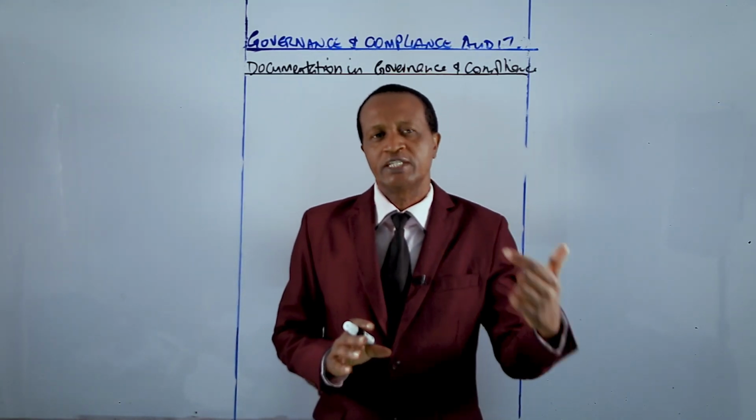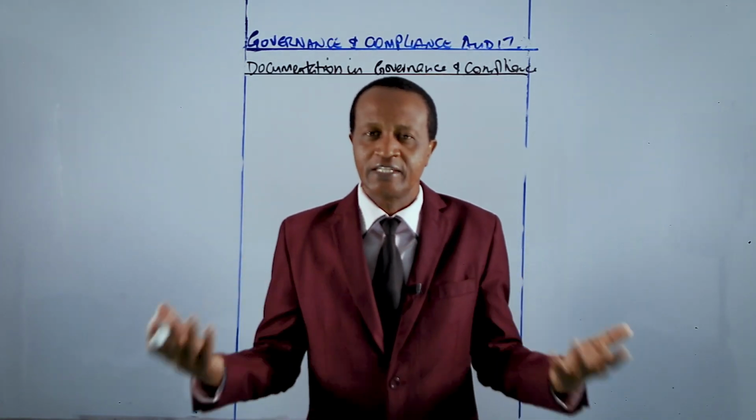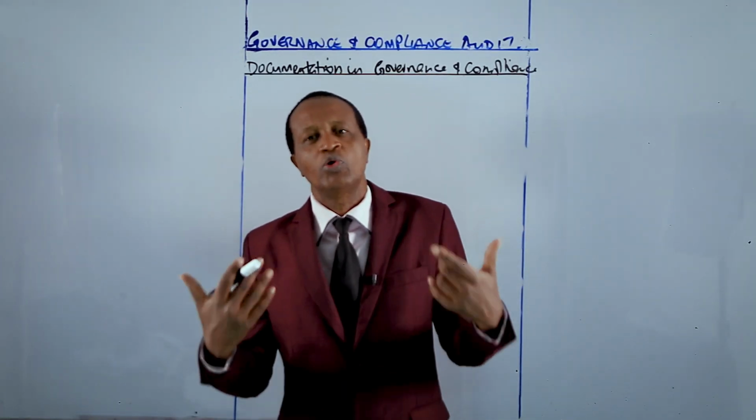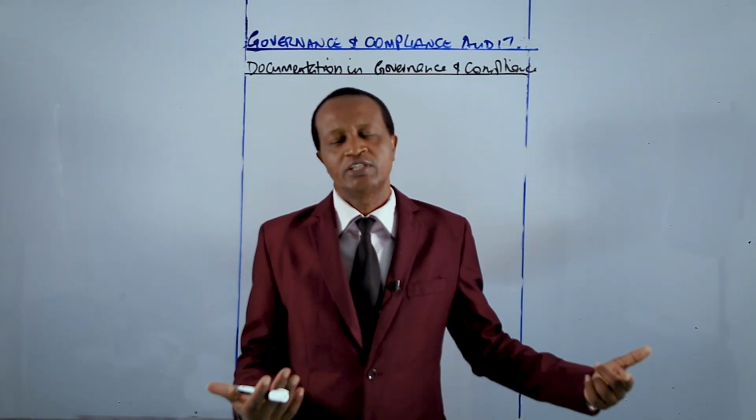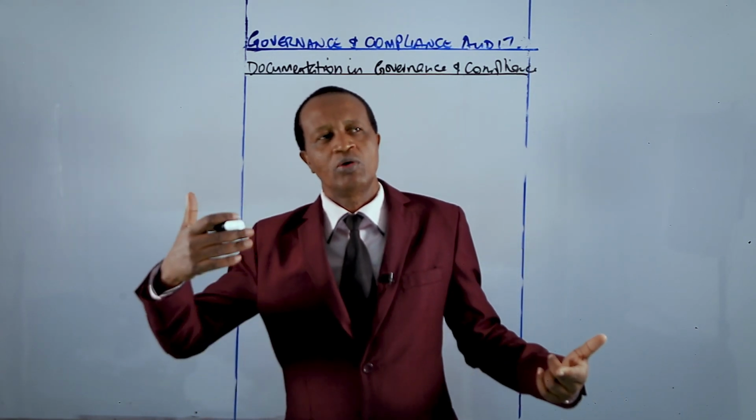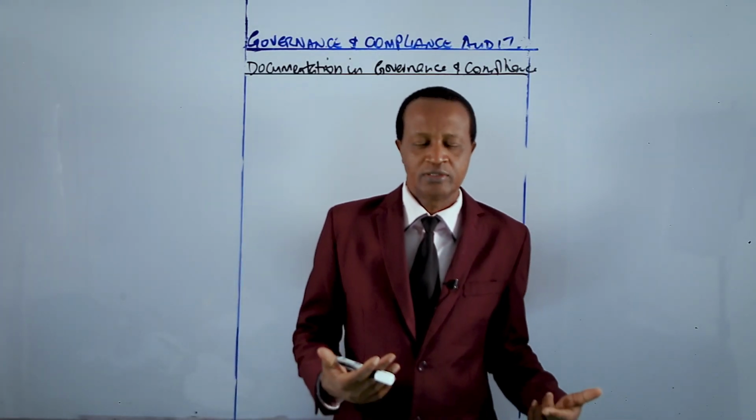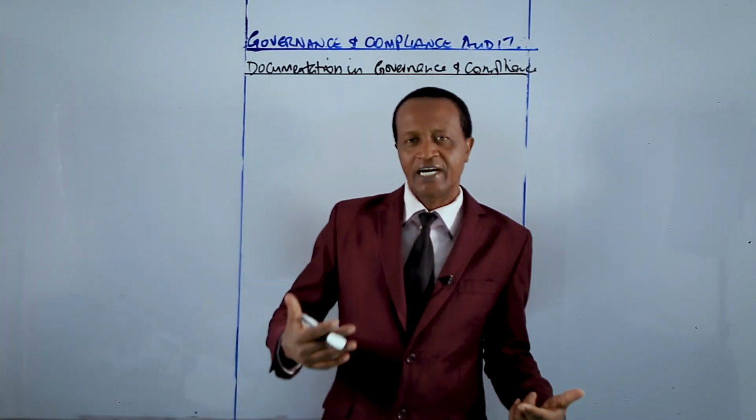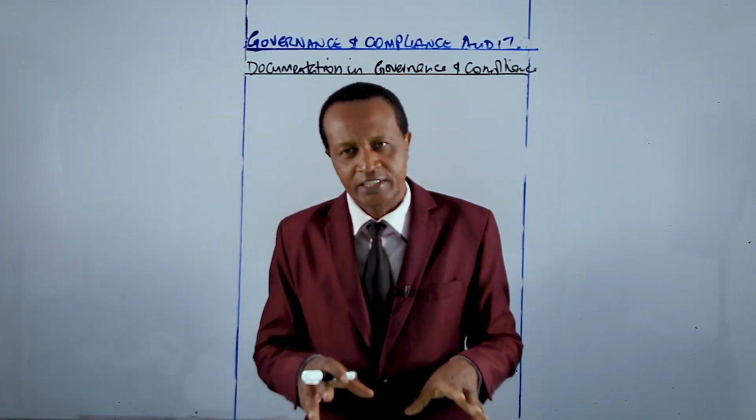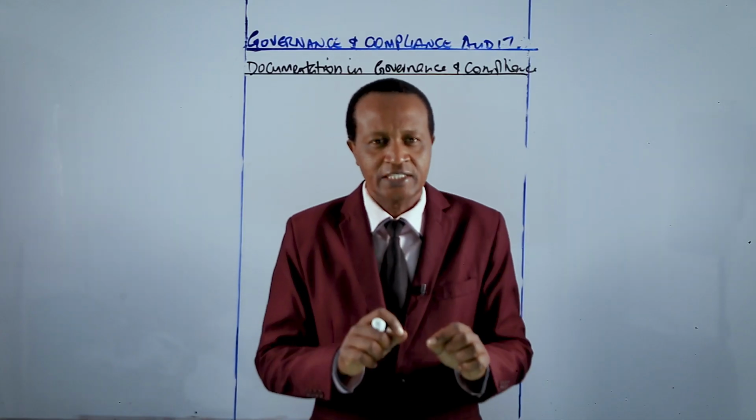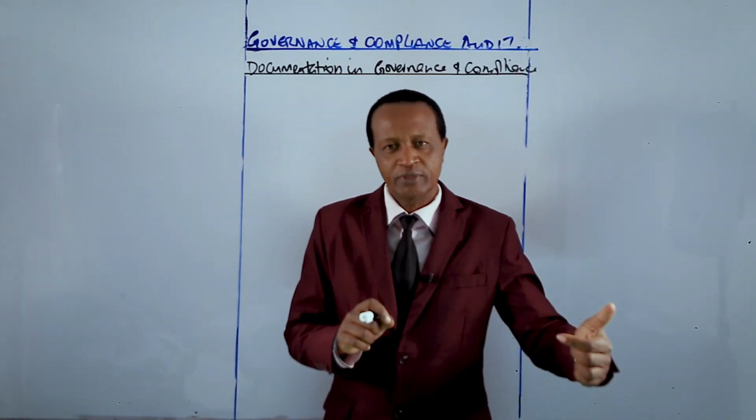Now, by documentation in the context of governance and compliance audit or any other audit, we are referring to audit working papers. Documentation in audit is also known as working papers. Audit working papers are documents prepared or obtained by the auditor to provide a record of the work performed.